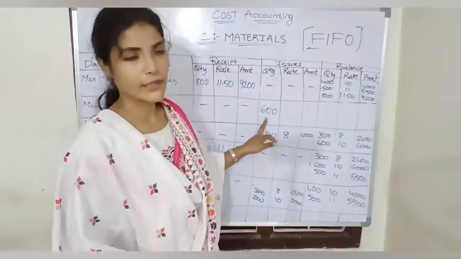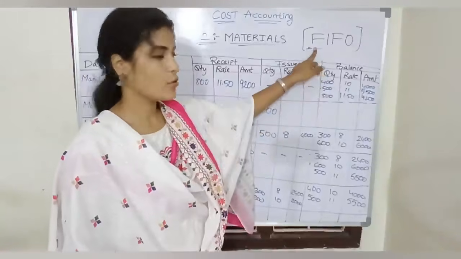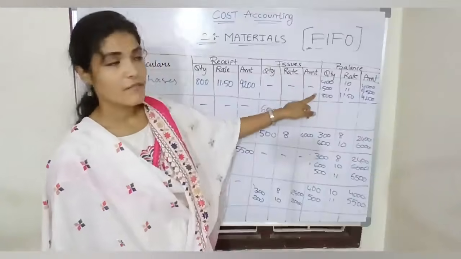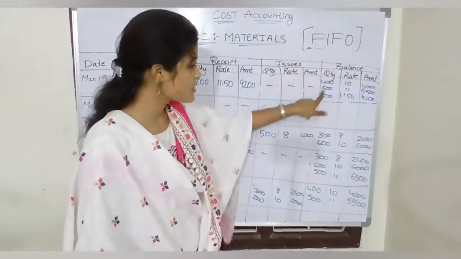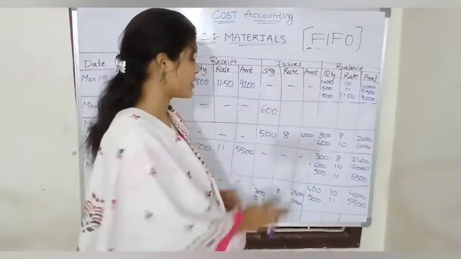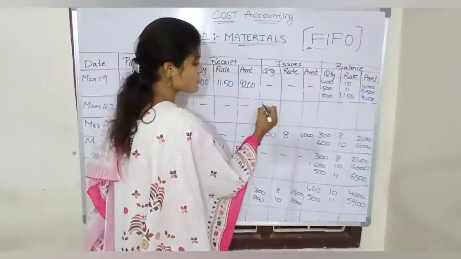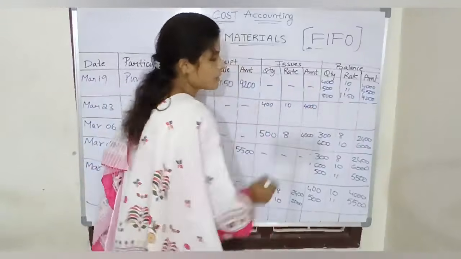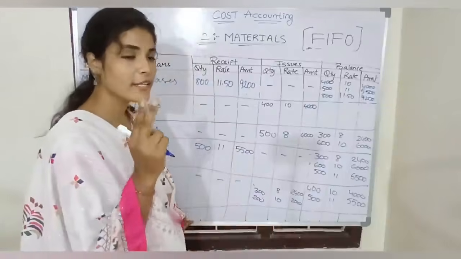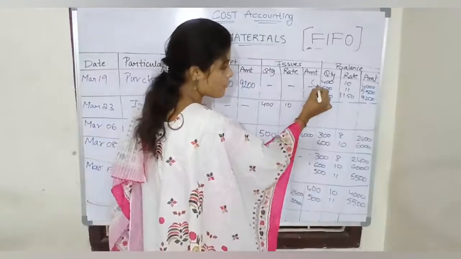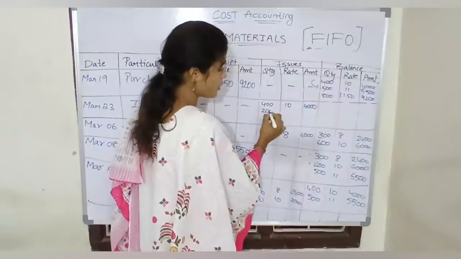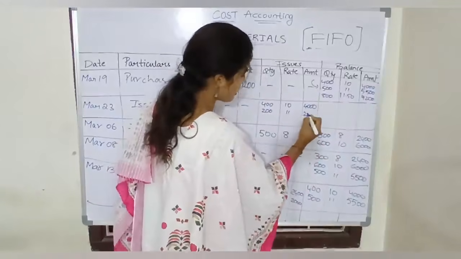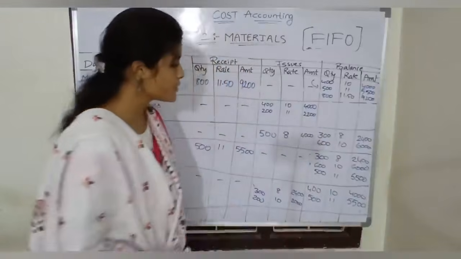Now 600 we want. Which method are we using? FIFO method. What is the existing stock there in our godown? 3 stocks are there. FIFO means first in first out. Out of this 3, what is the first one? 400. So out of 600 we can use 400 first. 400, 10, 4,000. Remaining still how many you want? 200 you want. After completing this, go to the second one. 200 we want. Rate of that is 11. 200 into 11, 2,200. That's it.